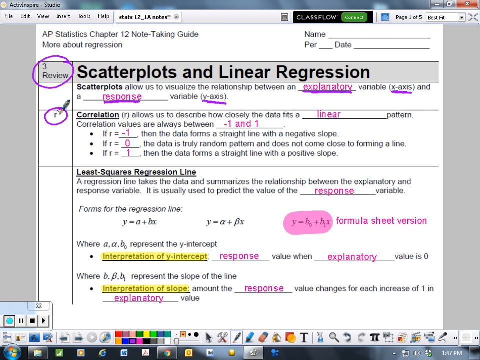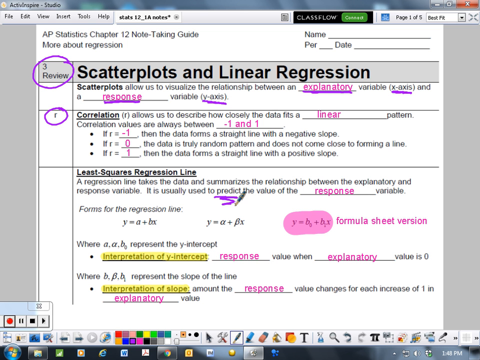Least squares regression line. This is our prediction line, the line of best fit, some people call it. It takes the data and summarizes the relationship between the explanatory and response variable. It is usually used to predict the value of a response variable.